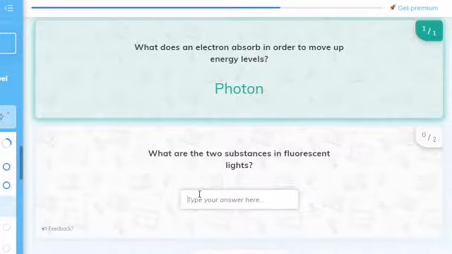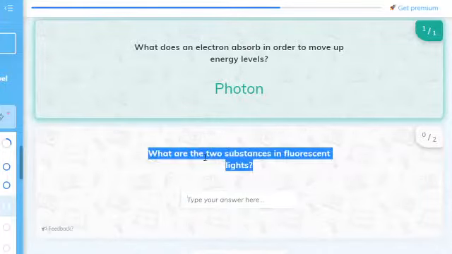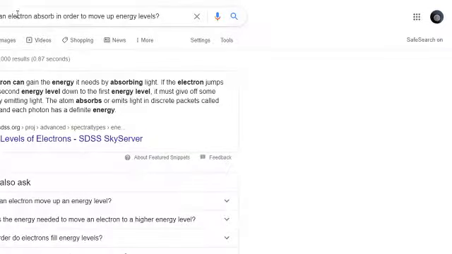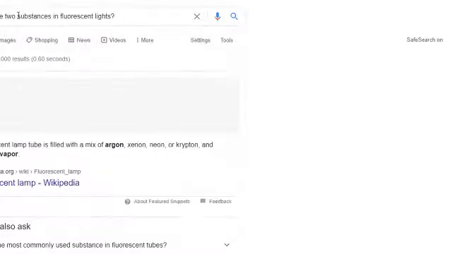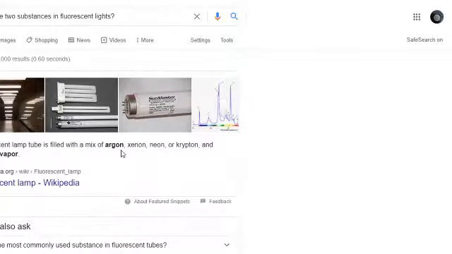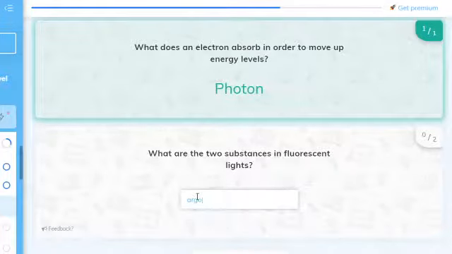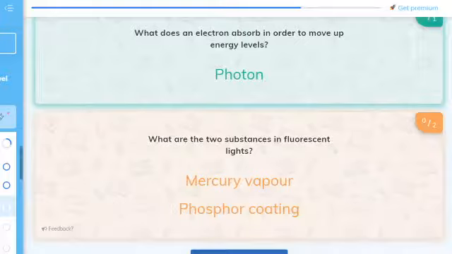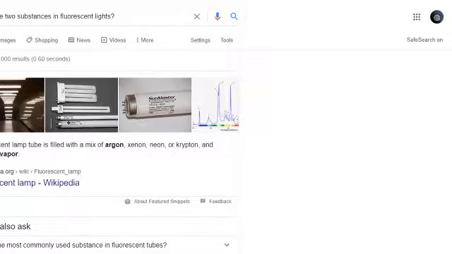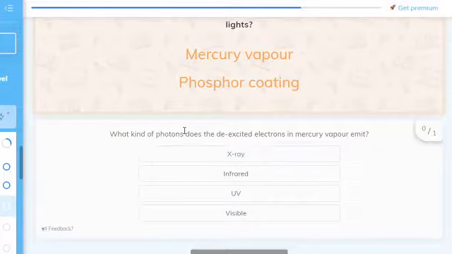What are the two substances in fluorescent light? Electrons. Nope. Photons. Nope. What are in fluorescent light? Why do we care? Like, that was not mentioned. Fluorescent is a mix of argon and mercury. Argon, apparently. Nope. Noble gases. Nope. Let's see what it is. Mercury and phosphor. Oh look, where does it say phosphor there? It doesn't. When was that mentioned?